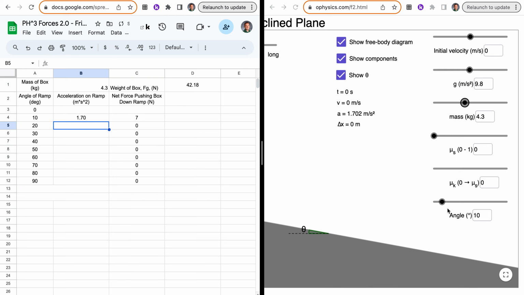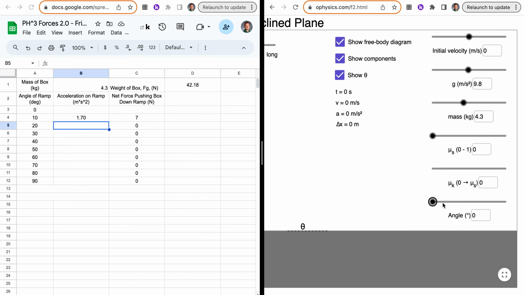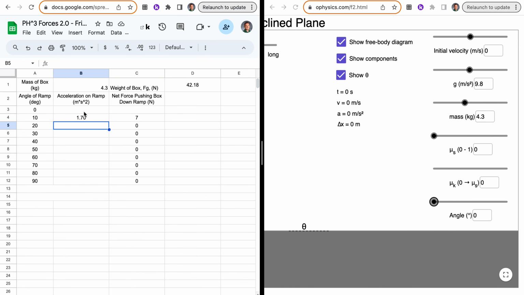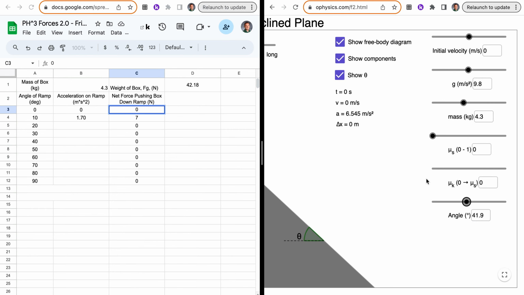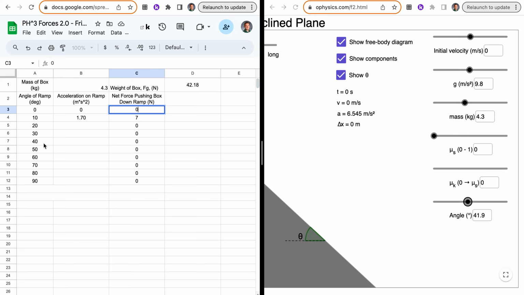Then all you guys got to do, and really it doesn't have to be 10, 20, 30 all exactly, right? I just know that that's typically how we're going to do things. I'm just going to come over here and change the value. Here, obviously, my acceleration would be 0. So the net force here would be 0. And then I'll just go to some random value here. Boop. All right, what did we get? 41.9. So I could change this. 41.9. My acceleration would be 6.545.